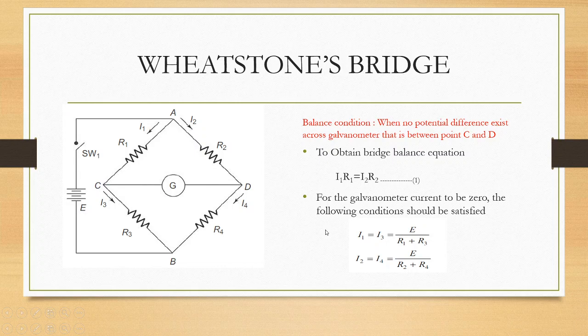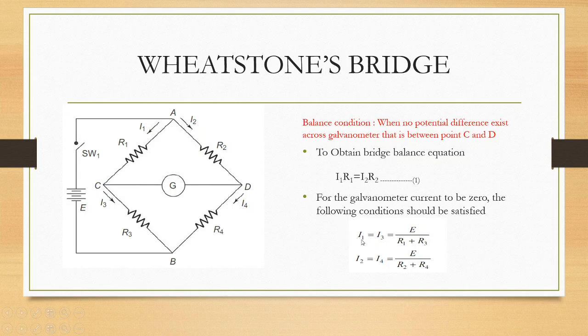One more thing happens at balanced condition. Since there is no voltage across C and D, there will be no current flowing through the galvanometer. Hence, this will act like an open circuit. Hence, I1 will be equal to I3 because nothing is flowing to this. So whatever is coming from R1 will fully pass through R3. Same way, whatever is flowing through R2 will flow through R4. So my I2 will be equal to I4.